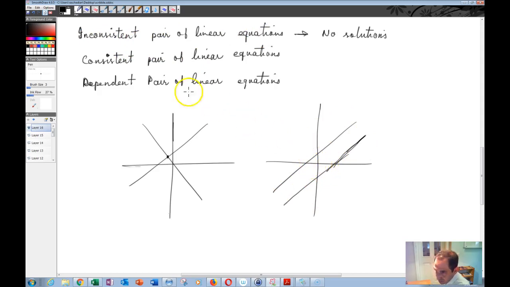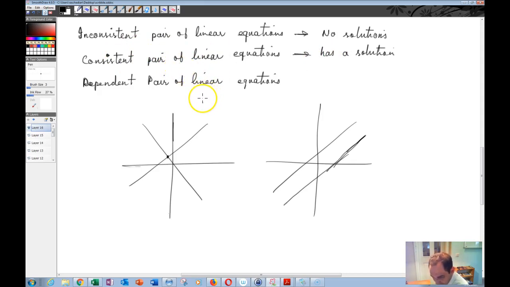A consistent pair of linear equations is a pair of linear equations in two variables, of course, which has a solution. Basically a pair of linear equations which has a solution is called a consistent pair of linear equations.